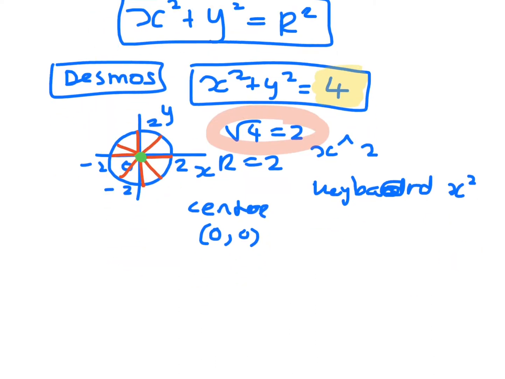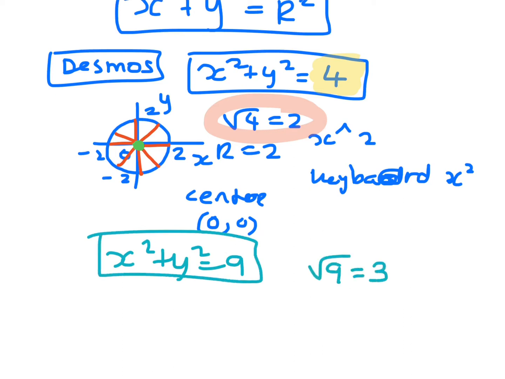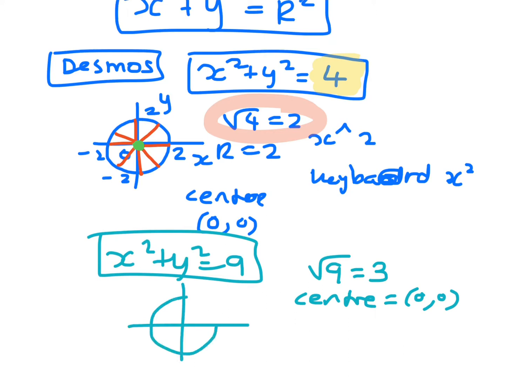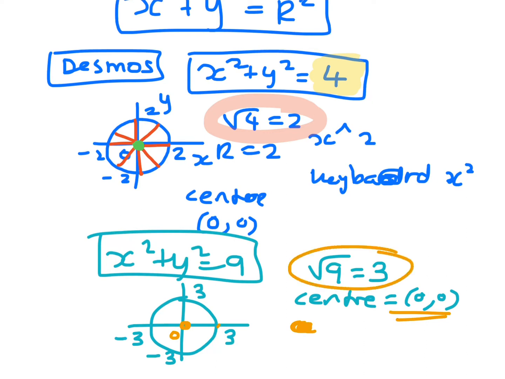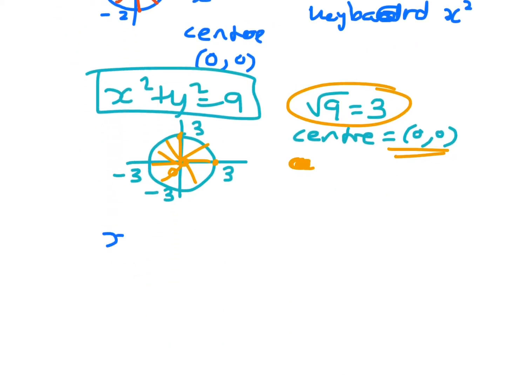So if we have x squared plus y squared, say equals 9, then if you square root the 9, you get the radius, so it's 3, and the centre is 0, 0. So let's draw our circle. So that'll be 3, 3, minus 3, minus 3. Okay, so the centre here is 0, and that's the thing in the middle, and the radius is how far out, and that will just be the square root of 9, which is 3. It's as simple as that.